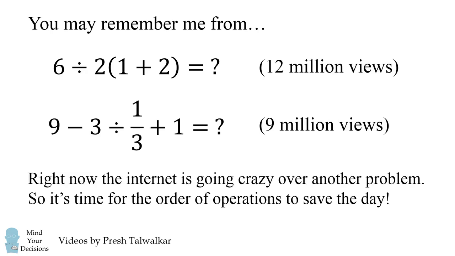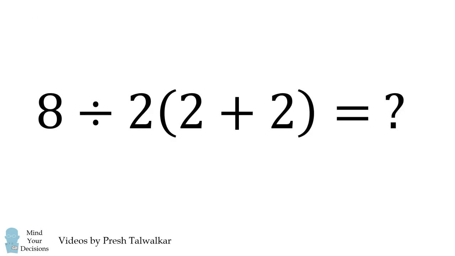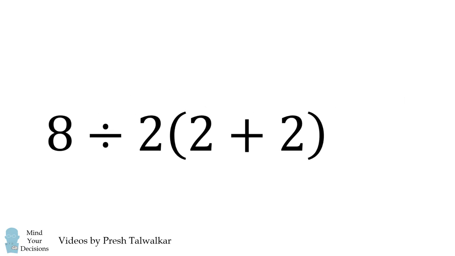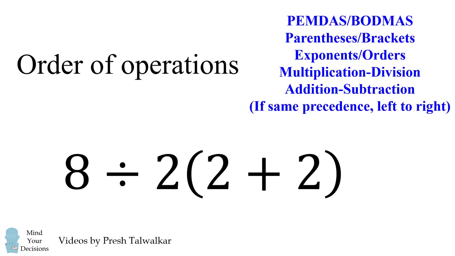Right now, the internet is going crazy over another problem, so it's time for the order of operations to save the day. What is 8 divided by 2(2+2) equal to? We'll calculate this using the order of operations commonly remembered by PEMDAS or BODMAS. We'll start with the parentheses.